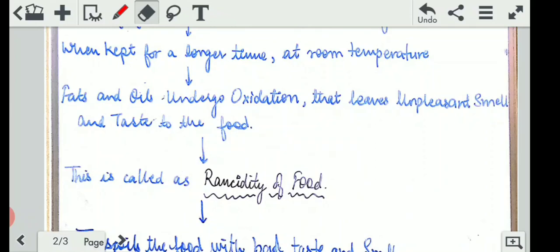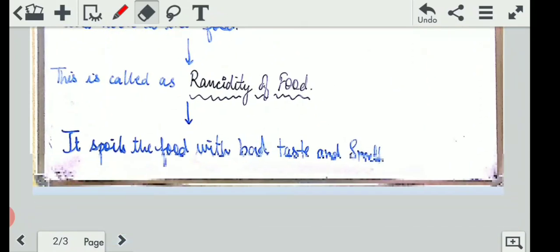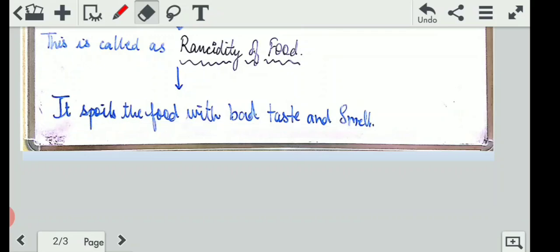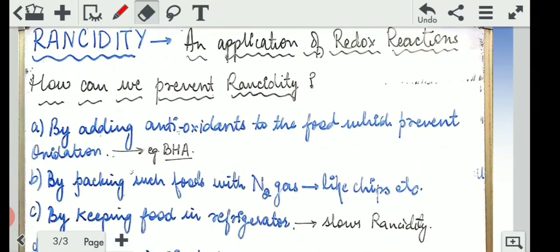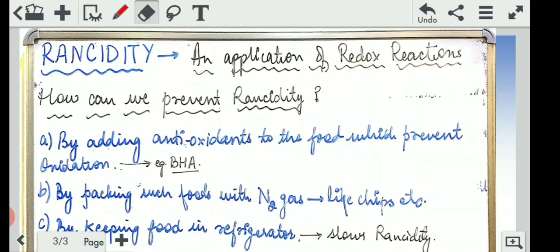जब वो oxidize हो जाते हैं fats and oil air के साथ, तो that do not form good substances and give unpleasant smell. This process is called as rancidity. It spoils the food with bad taste and smell. Rancidity की वजह से सारा खाना and smell सब गंदा हो जाता है, right? It spoils the food. Now, how can we prevent rancidity?